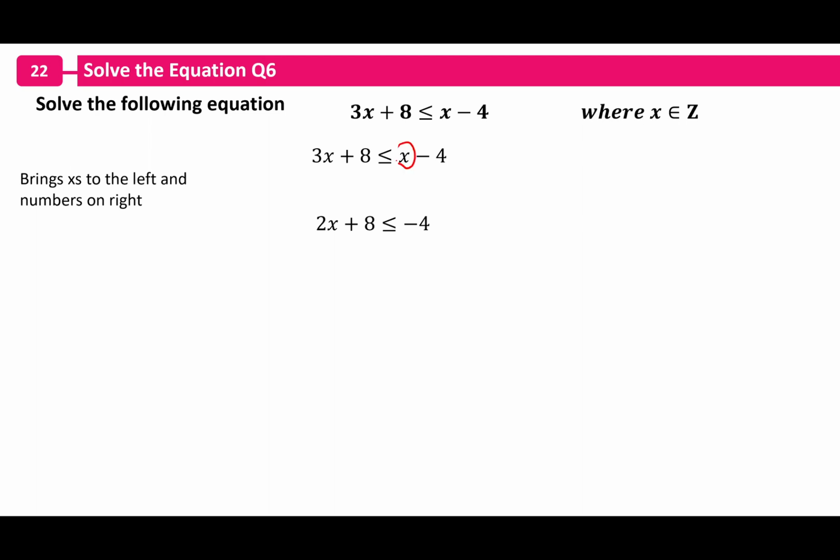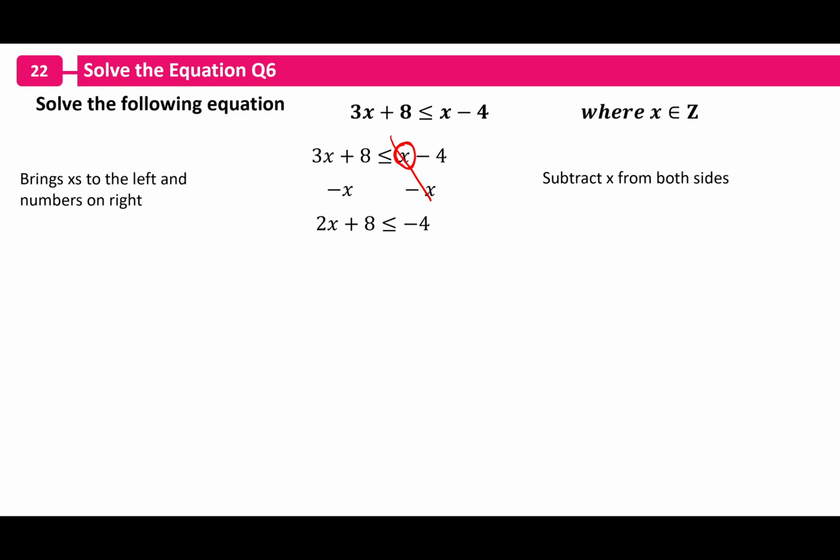So I need to move this x that is on the right. To do that, I'll subtract x from both sides. These cancel and we're left with 3x's minus 1x gives me 2x's. Bringing down our remainder, we have plus 8 is less than or equal to minus 4.